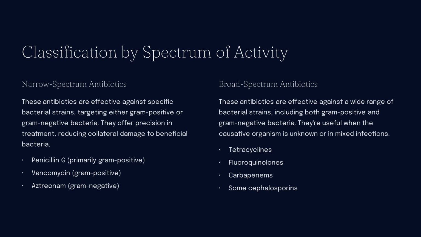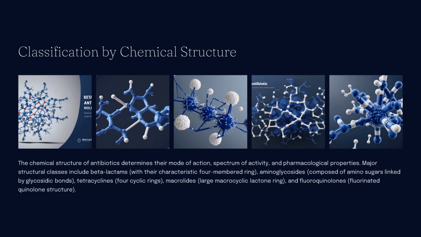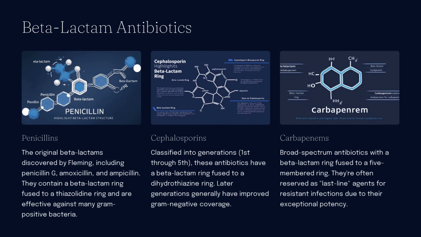Based on the chemical structure, antibiotics can be classified, which often determines their mode of action, spectrum of activity, and pharmacological property. So here is a classification by chemical nature. First one is beta-lactam antibiotics. These contain a beta-lactam ring in their structure. For example, penicillin, cephalosporin, carbapenem, and monobactam fall under this category.